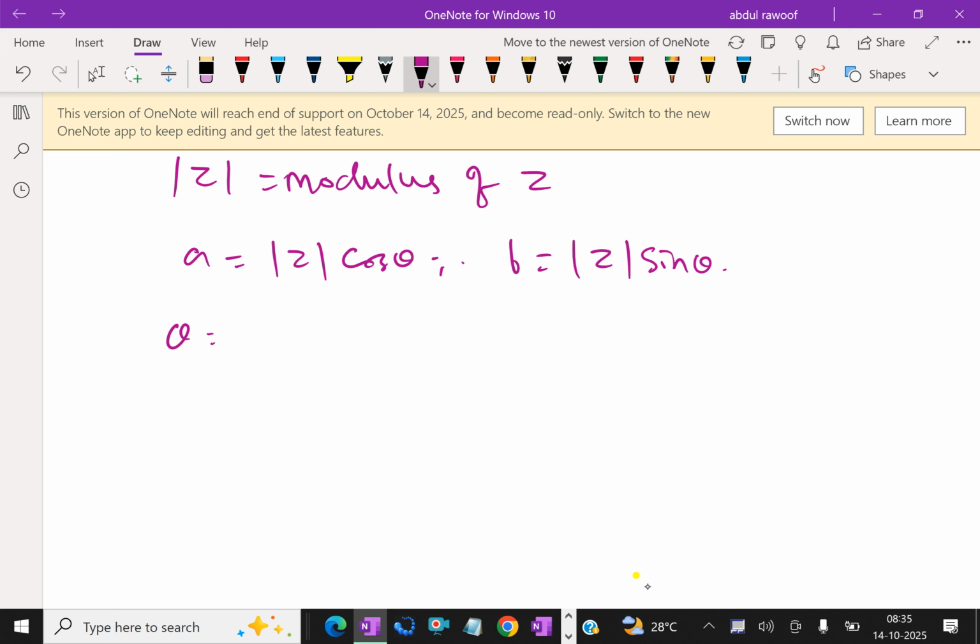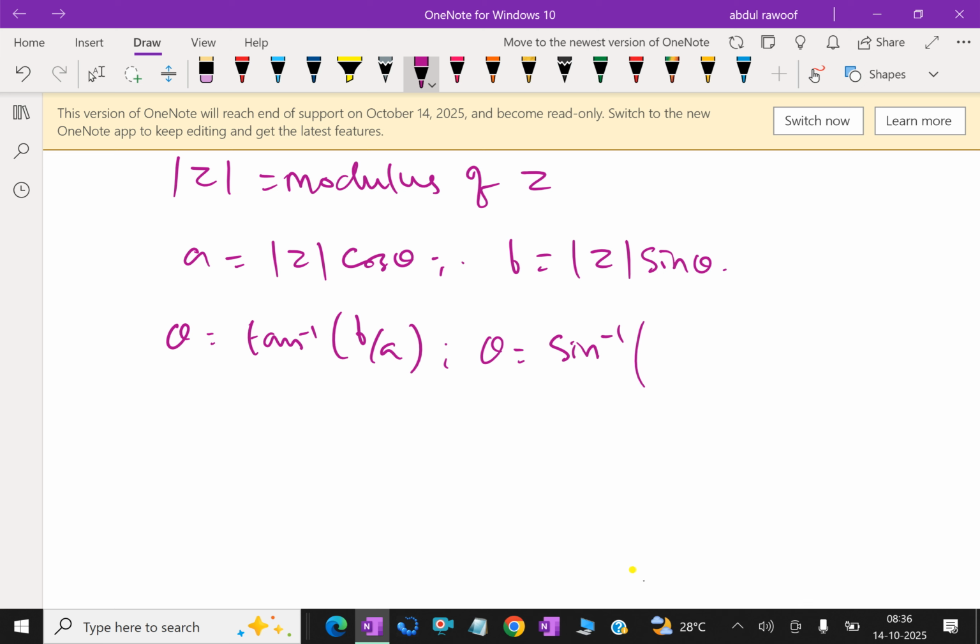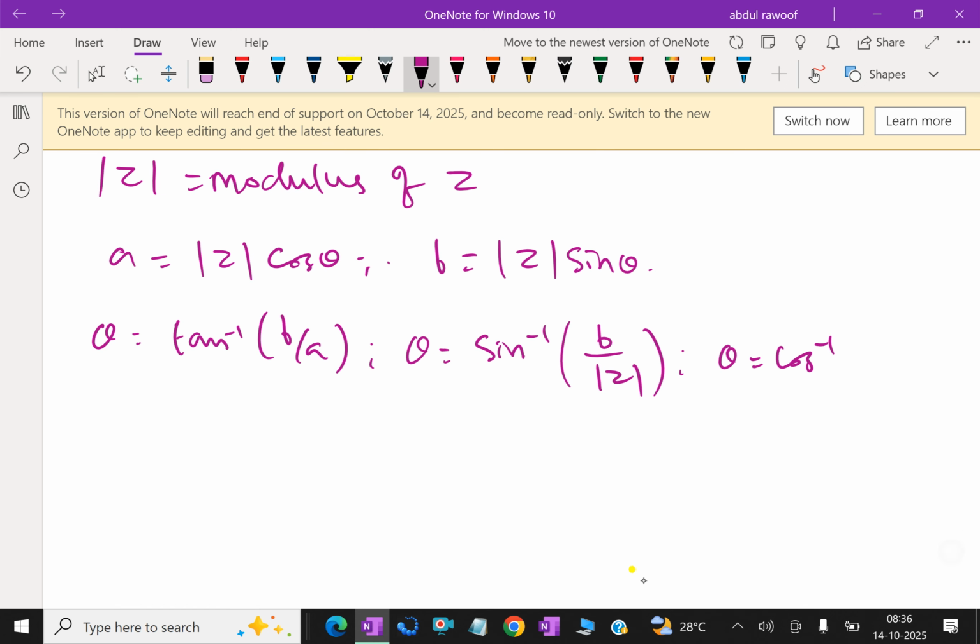where theta equal tan inverse b by a, or theta equal sin inverse b by modulus z, and cos inverse theta equal cos inverse a by modulus z. These are the results.